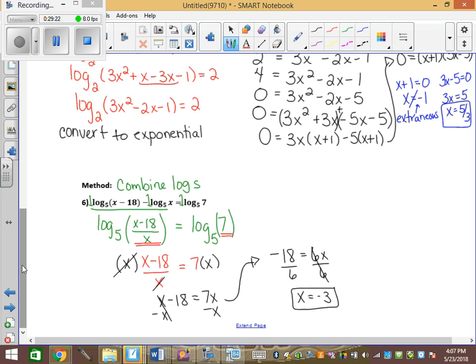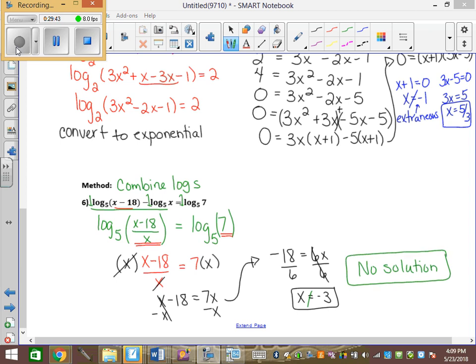If I fill the negative 3 in for x here, negative 3 minus 18, it doesn't work. As such, this doesn't work, because when you fill it in, it doesn't work. You have no solution, so the two are not going to cross. Is that always the case, you have no solution? No, just sometimes.